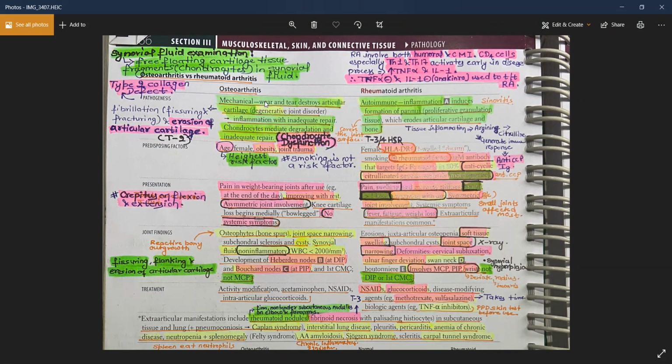Very important. And what would the patient present with? They will present with pain in the weight bearing joints after use.